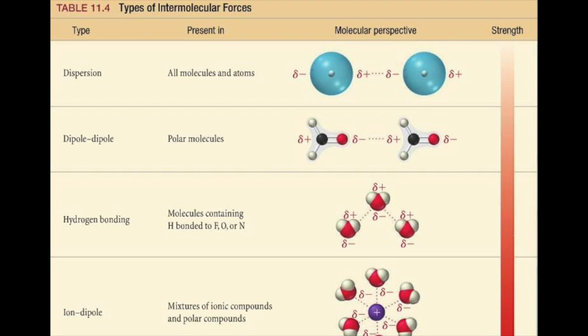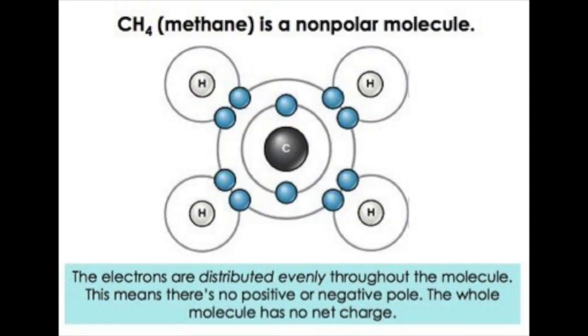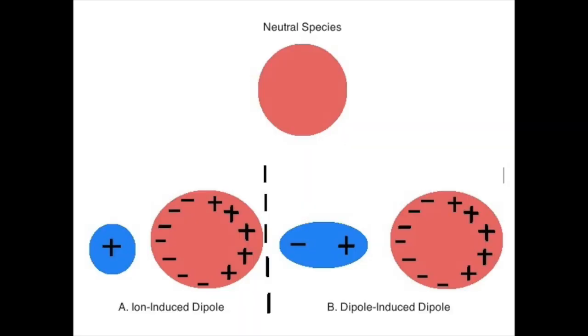They are found in all molecules, but more specifically seen in those which are nonpolar, meaning their electrons are evenly distributed throughout the molecule. Dispersion forces create induced dipoles, which occur when there is a temporary uneven distribution of electrons throughout a molecule, causing one end to be more positive than the other.